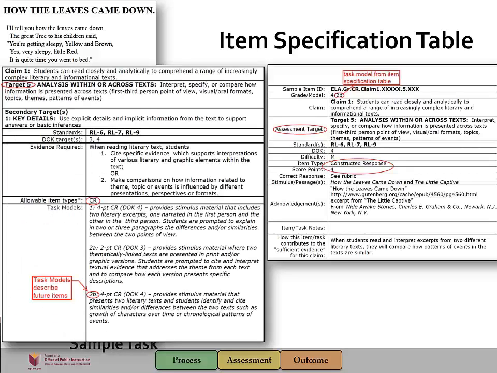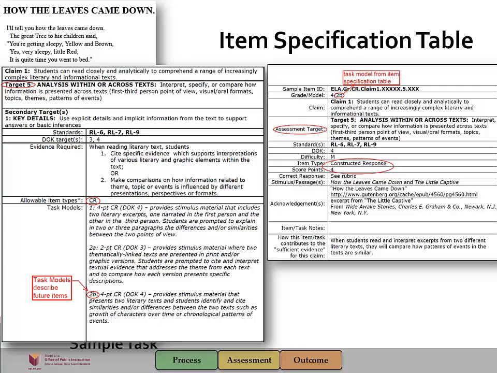On the left-hand side of the item-specific table, Claim 1 states, students can read closely and analytically to comprehend a range of increasingly complex literary and informational text. The target 5 states, analysis within or across text: interpret, specify, or compare how information is presented across text, first-person or third-person point of view, visual or oral formats, topics, themes, patterns of events. In secondary targets, key details: use explicit details and implicit information from the text to support answers or basic inferences.